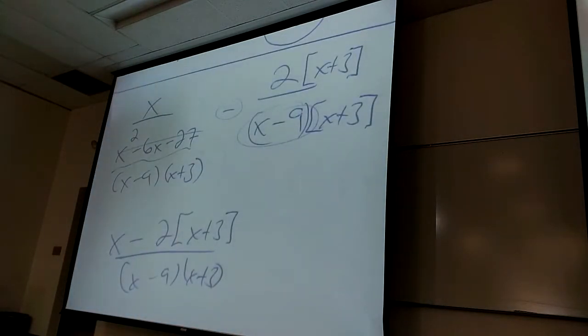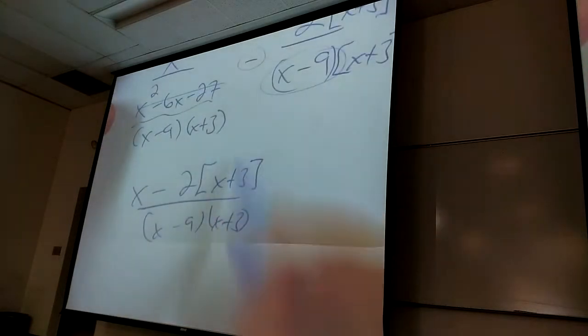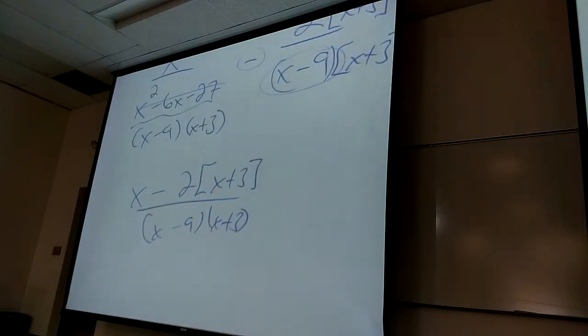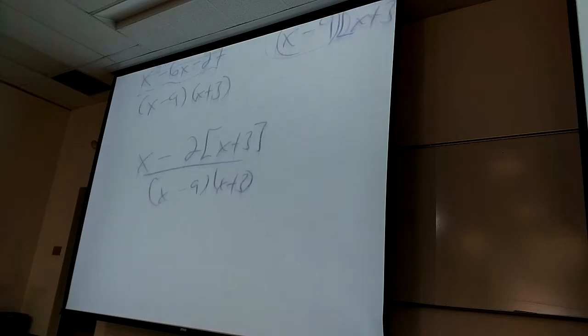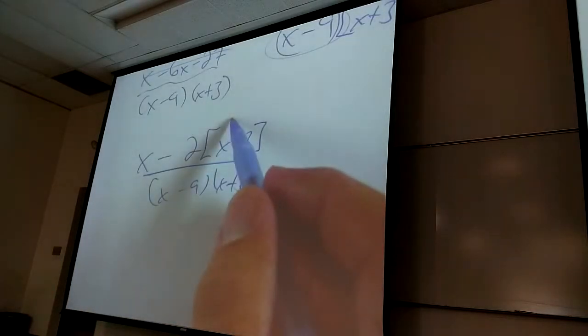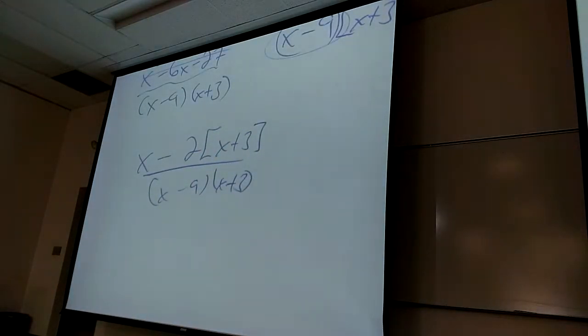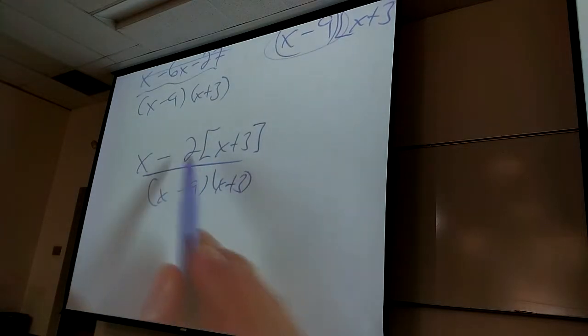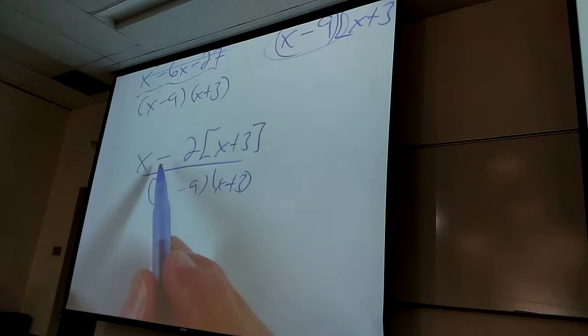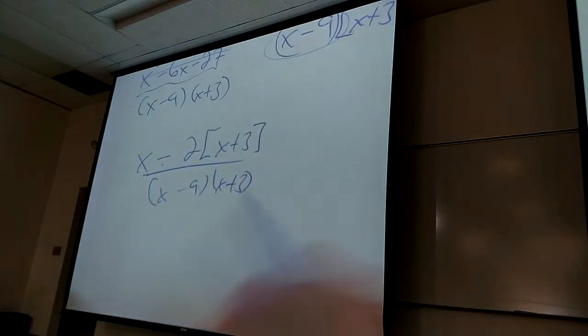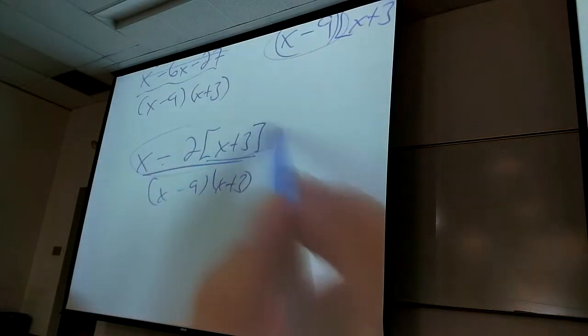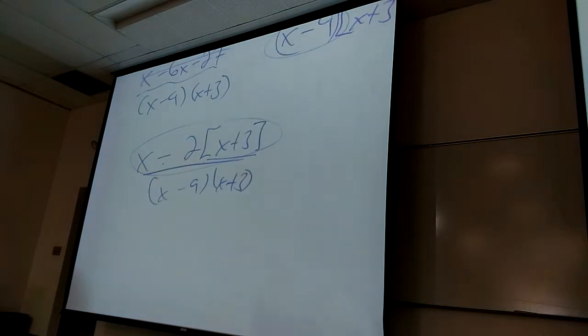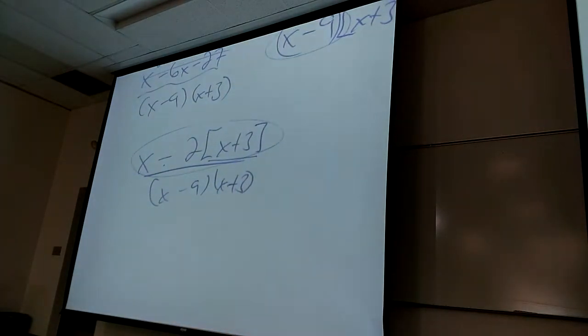The mistake people make is they then cancel the x plus 3's. Why is that a mistake? Why can I not cancel those? What's the operation on the top? Minus. This x plus 3 is part of a subtraction problem. You can't break into that problem and take a part of it out.